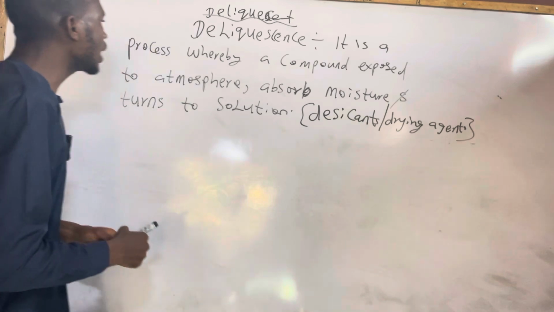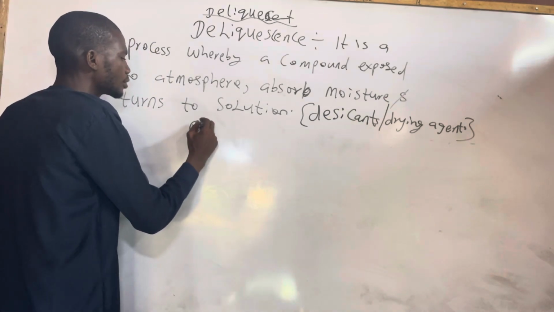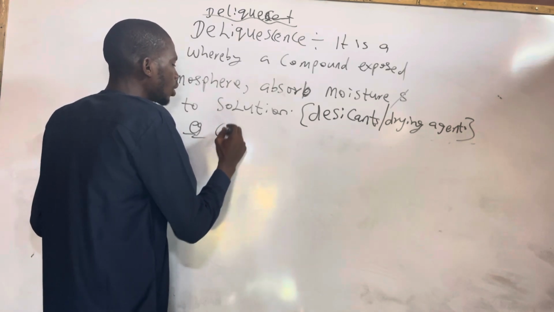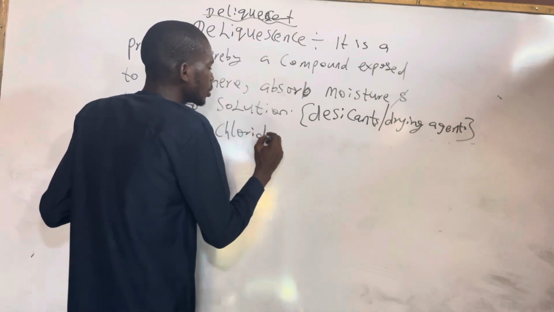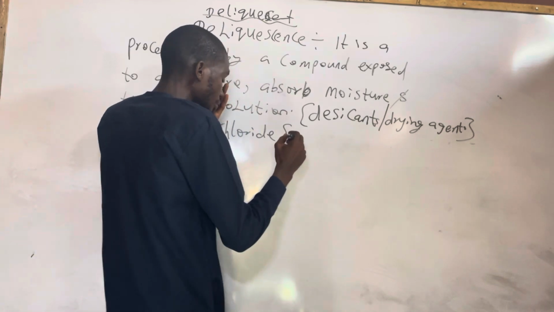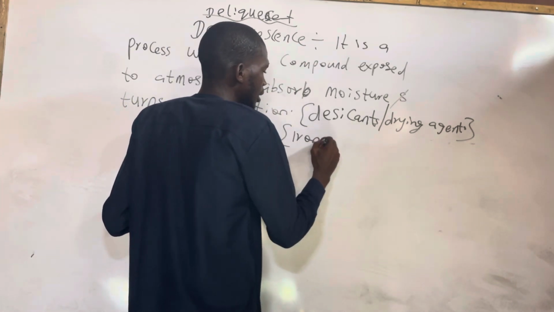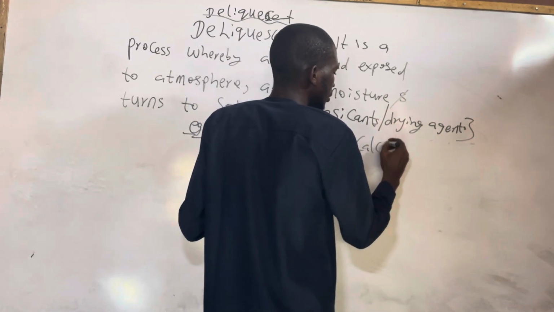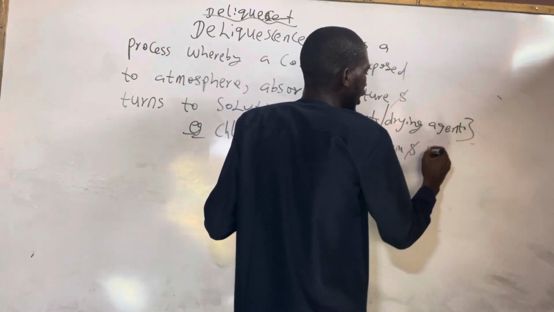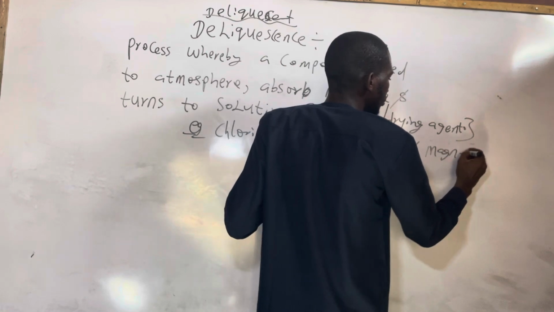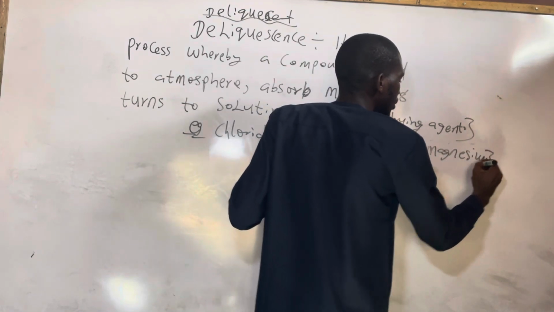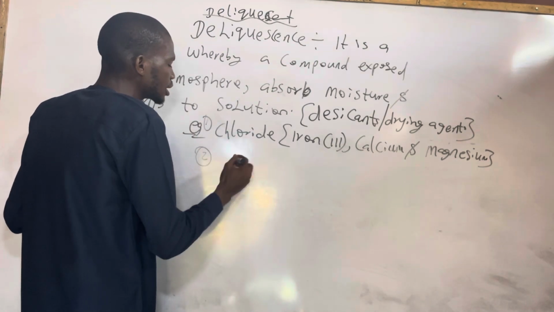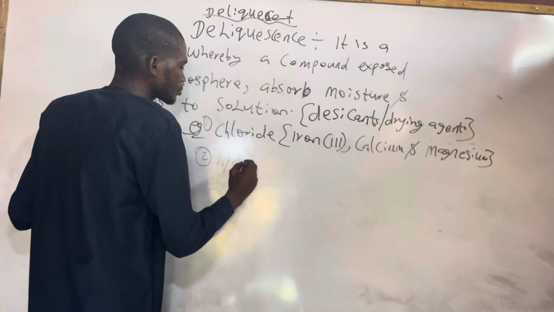Do you understand? So now, examples. See the formula to use and know them. They are mostly chlorides: chloride of iron 3, chloride of calcium, and chloride of magnesium. They are mostly chloride. You understand? That's number 1. Number 2, they are mostly hydroxide.